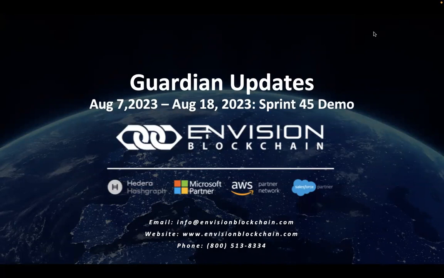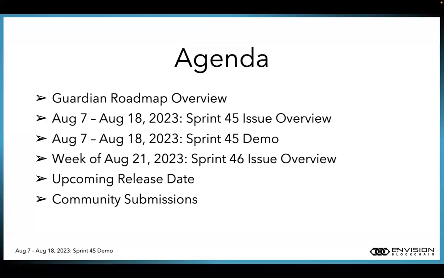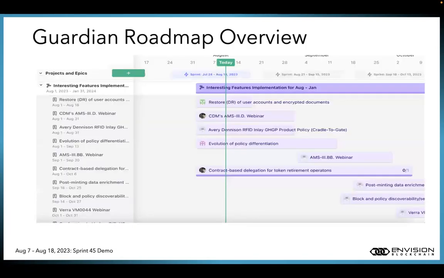Today we'll be giving you the Guardian update of Sprint 45, which lasted from August 7 to August 18th. Just a quick overview of the agenda. We'll be looking at the roadmap. We'll also be talking about the issues that we tackled in Sprint 45. Then we'll flip over and give you a short demo on Sprint 45. We'll also be talking about Sprint 46, which will be starting from August 21st. Then we'll be talking about the upcoming releases. We'll also be giving you some of the ways that you can submit bugs or policy requests through various different channels.